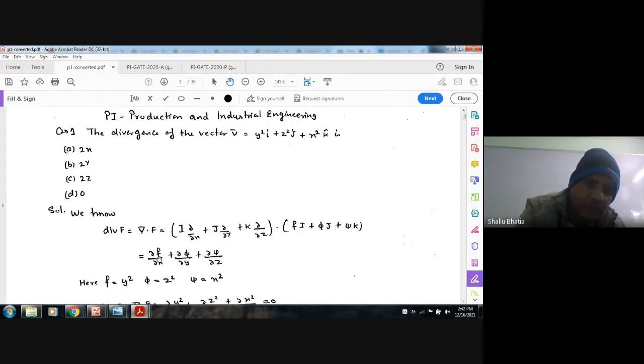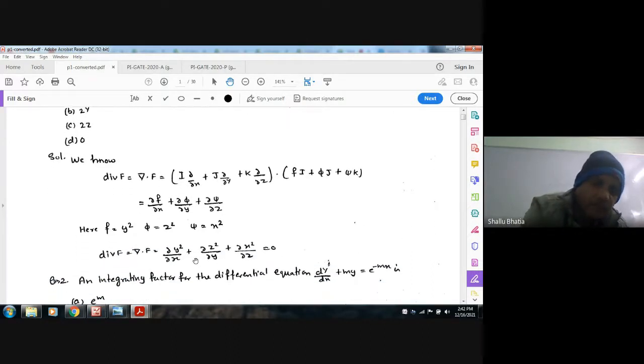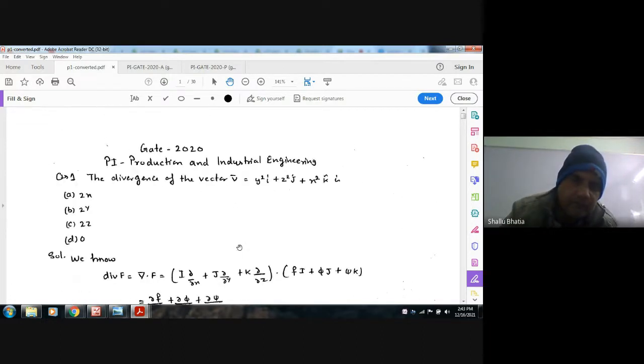So it will be ∂F/∂x + ∂φ/∂y + ∂ψ/∂z. F is y², so ∂F/∂x will be 0. The second component is z², so ∂z²/∂y is also 0. The third is x², so ∂ψ/∂z is also 0. So the divergence, del dot F, becomes 0. So the answer is D.